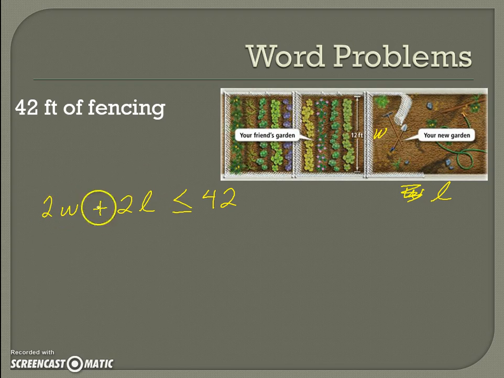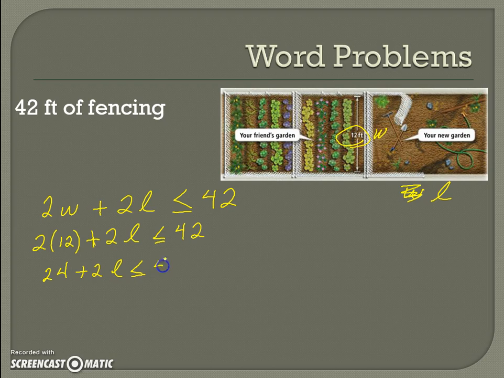Now from here, I know one of these values. I know that the width is 12 feet, so I could go ahead and substitute that in, and I'd have 2 times 12 plus 2L is less than or equal to 42. The question asks, what are the lengths? Well, here is my inequality that's set up. So I go through, I have 2 times 12 is 24. And then I would subtract 24 from both sides. And I get 2L is less than or equal to, let's see here, I believe that would be 16.